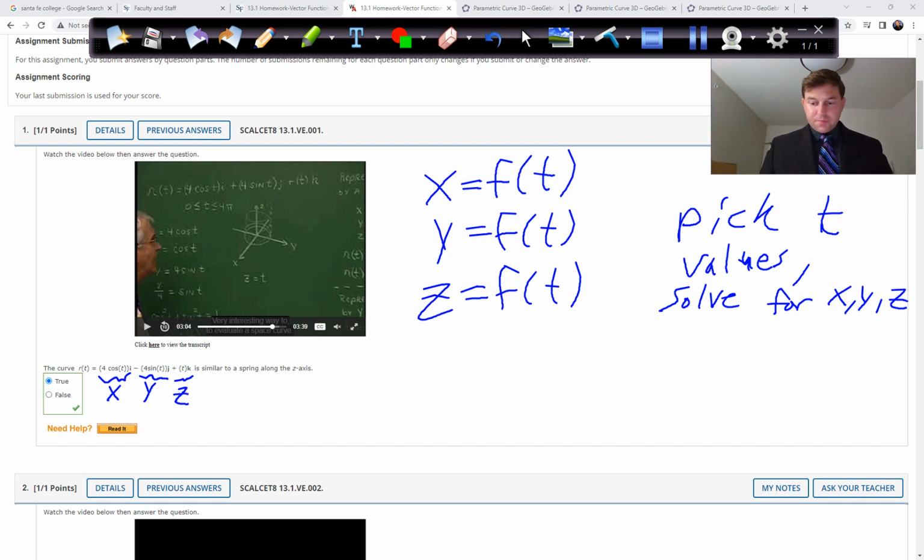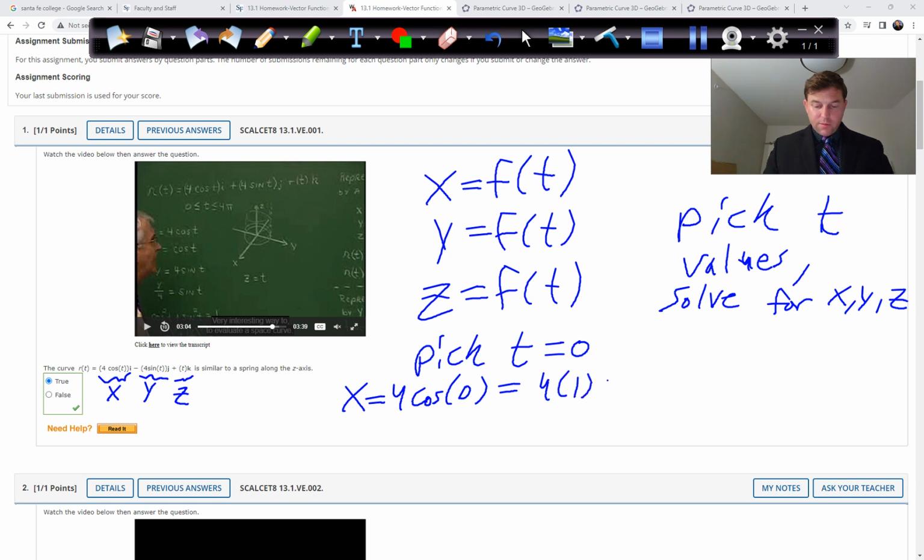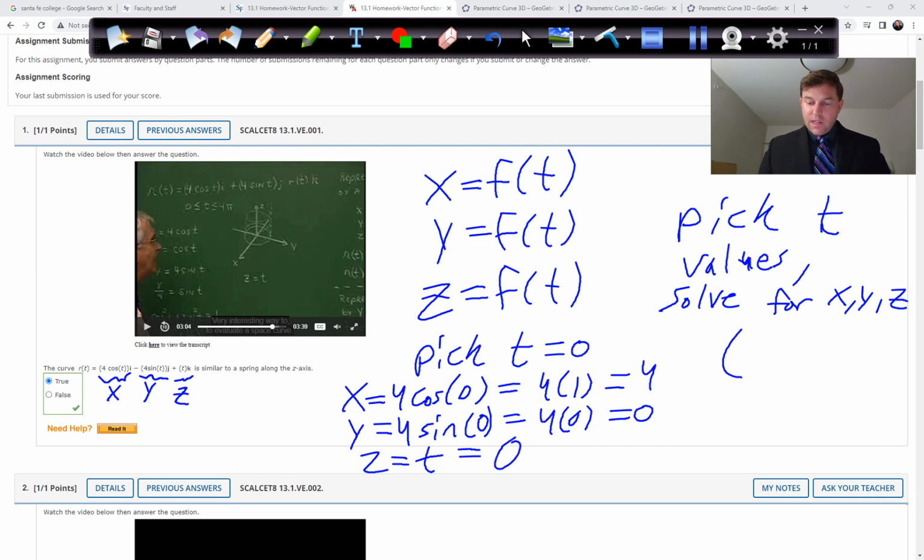So let's say we pick t equals 0 in this example. Well, x, which is 4 times cosine t, cosine 0 is 1, so you get 4 times 1, an x value of 4. And then for the y value, it's 4 sine t, but time is 0 in this case, and sine of 0 is 0, so you get 4 times 0, which is 0. And then z is t, but we plugged in t is 0, so you get 0. So you get an ordered triple, 4, 0, 0, that you have to plot in 3 dimensions.